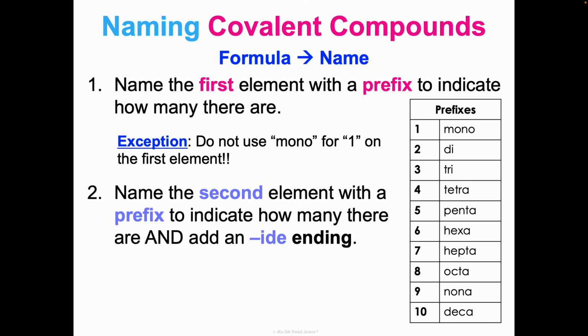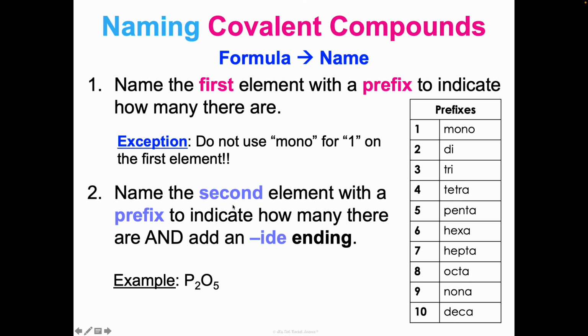Second, you name the second element with its prefix and the IDE ending, okay? So, for example, P2O5. I see it's phosphorus and oxygen. Those are both nonmetals. I know this is going to be a covalent compound. I'm not doing any reverse crisscrossing or anything like that, okay? I'm just going to follow the rules. So name the first element with a prefix to indicate how many there are. P2, that's phosphorus 2, so I have to use the di. Prefix goes before, so this would be diphosphorus.